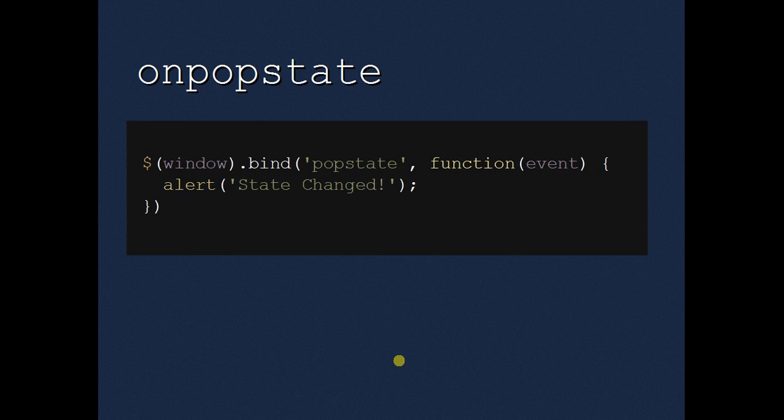Then the onpopstate event. This is probably the most important event related to this HTML5 History API. This event is triggered right after the URL is changed. Say if I click on the back button or forward button, it will change the state and trigger the popstate event. So this callback function we use to do the necessary actions based on our requirement.